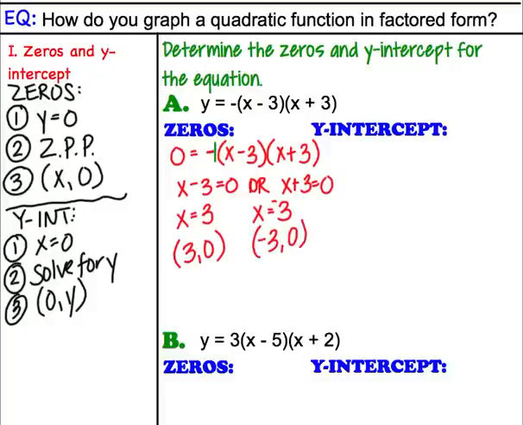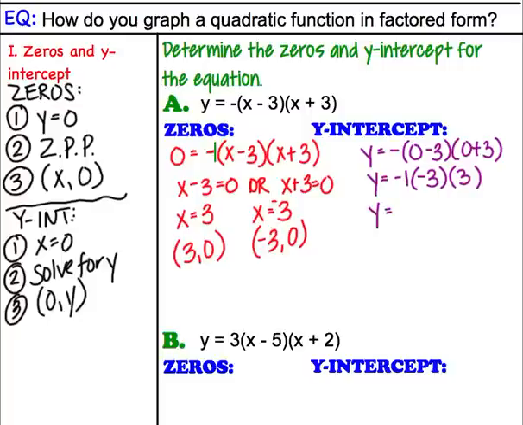Then for our y-intercept, as we recall, putting 0 in for x. So now we've got y equals this negative 1 times 0 minus 3 times 0 plus 3. And so when we solve for y, we get negative 1. 0 minus 3 is negative 3. 0 plus 3 is 3. So now we've got negative 1 times negative 3 times 3. Negative 1 times negative 3 is 3. 3 times 3 is 9. So therefore, our ordered pair is going to be 0, 9.